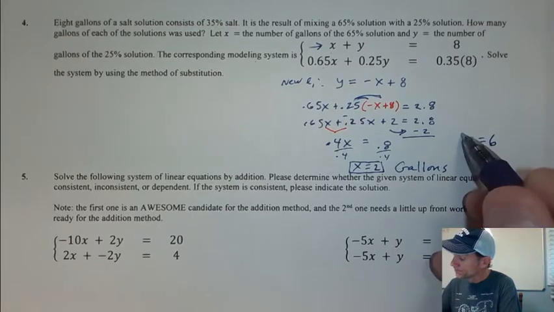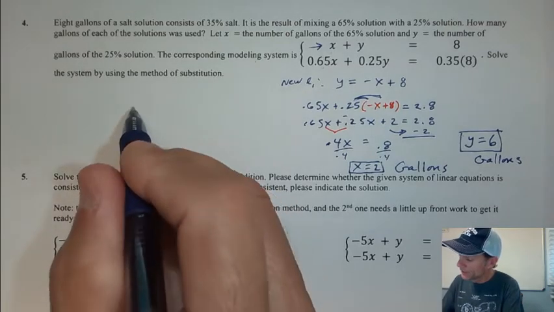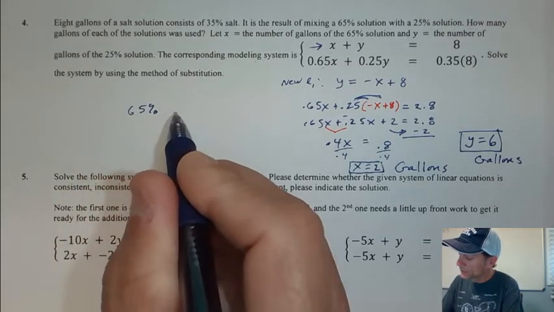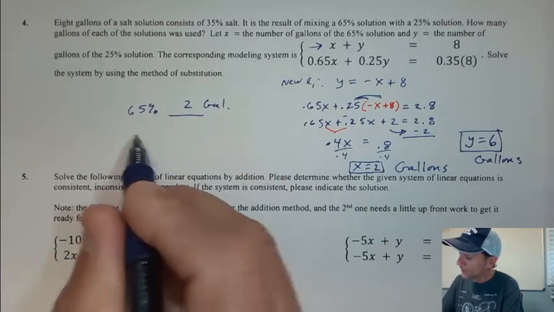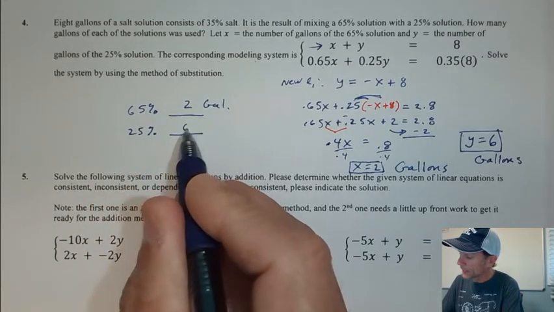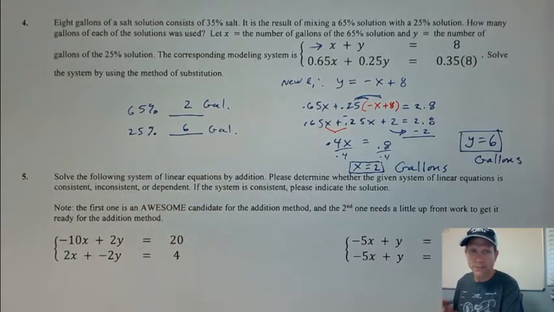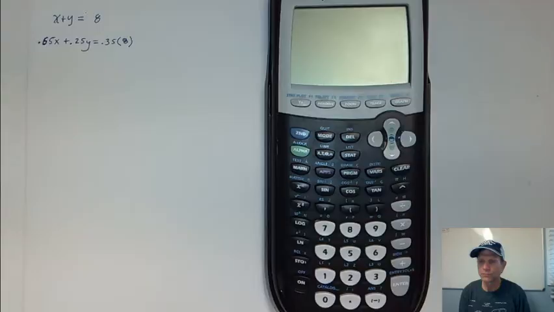Okay, 6 gallons. And if they have some boxes for you where you have to say how much of the 65% solution, you'd say 2 gallons. And how much of the 25% solution, 6 gallons. So just make sure you type in your answers correctly. Now I do want to show you how to do this with matrices also. So I'll get the calculator set up later and we'll take a look at that.